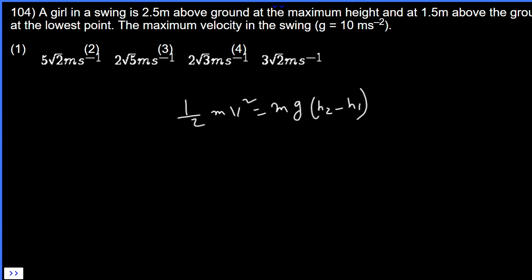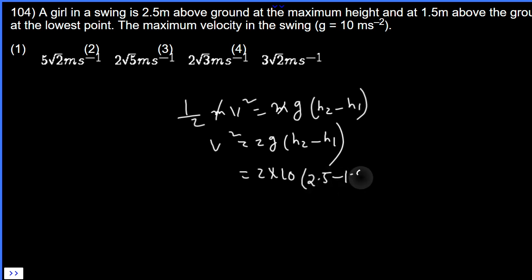Total height h2 minus h1. The m gets cancelled, so v square is equal to 2g into h2 minus h1. Then 2 into 10 into, what is the value of h2? It is 2.5, and the lowest height is 1.5. So the difference is obviously 2.5 minus 1.5. So from this we get 2 into root 5. Option number 2 is correct.